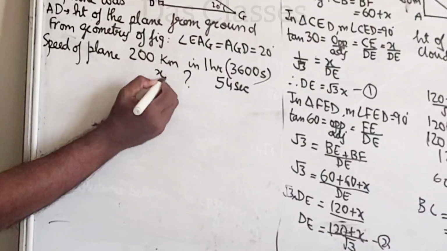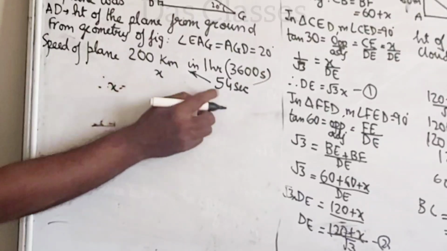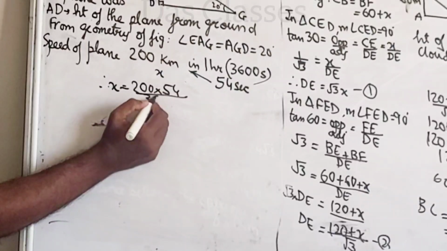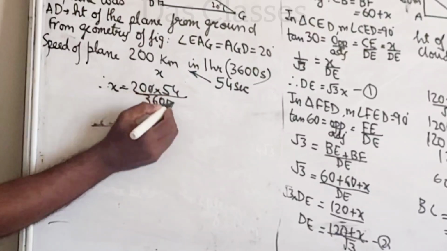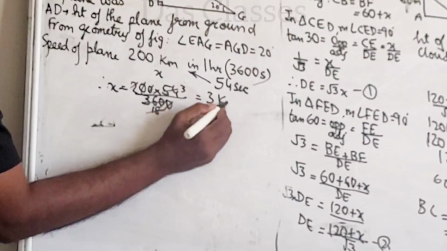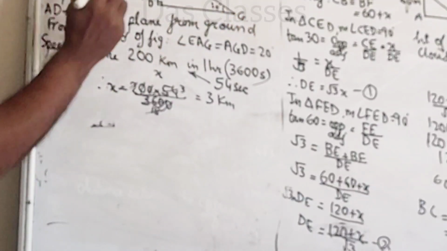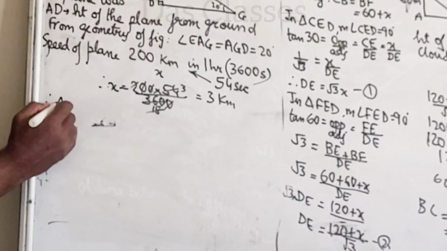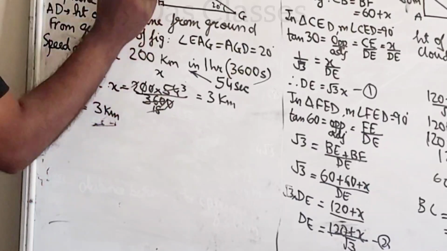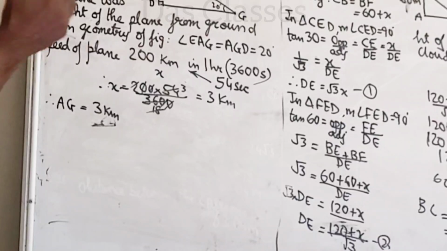Let's just cross multiply. x is going to be 200 into 54 upon 3600. Just solve it. The zeros cancel, 2 18s are 36, and 18 3s are 54. So basically in 54 seconds the plane has traveled 3 kilometers. Therefore AG should be equal to 3 kilometers, because that is the distance it has traveled from this point to the ground.